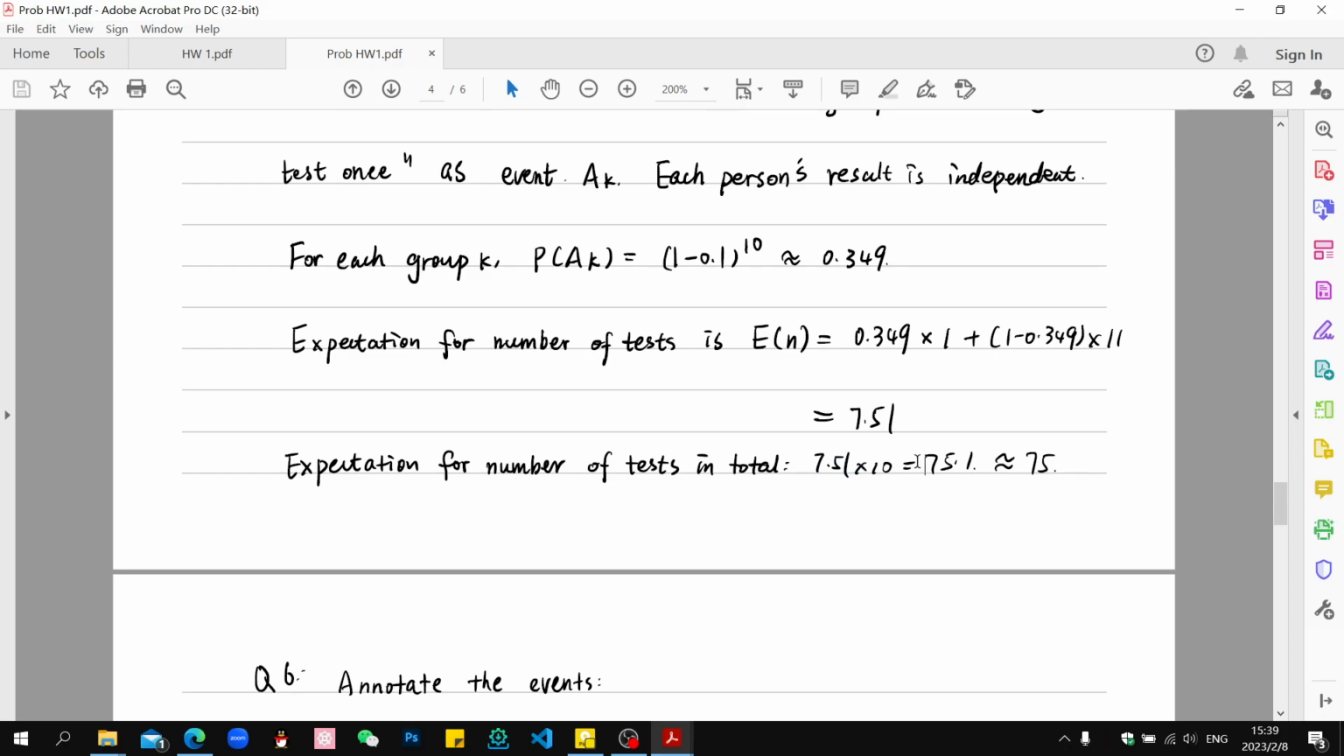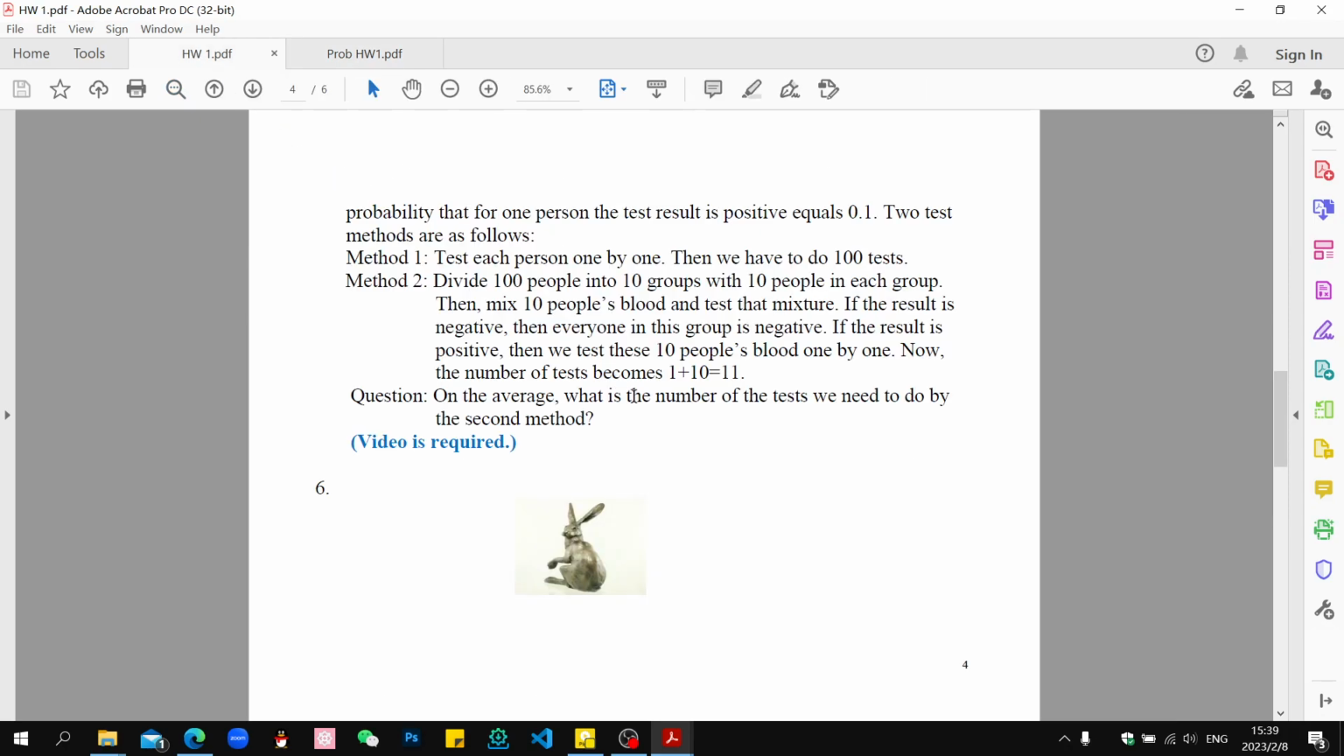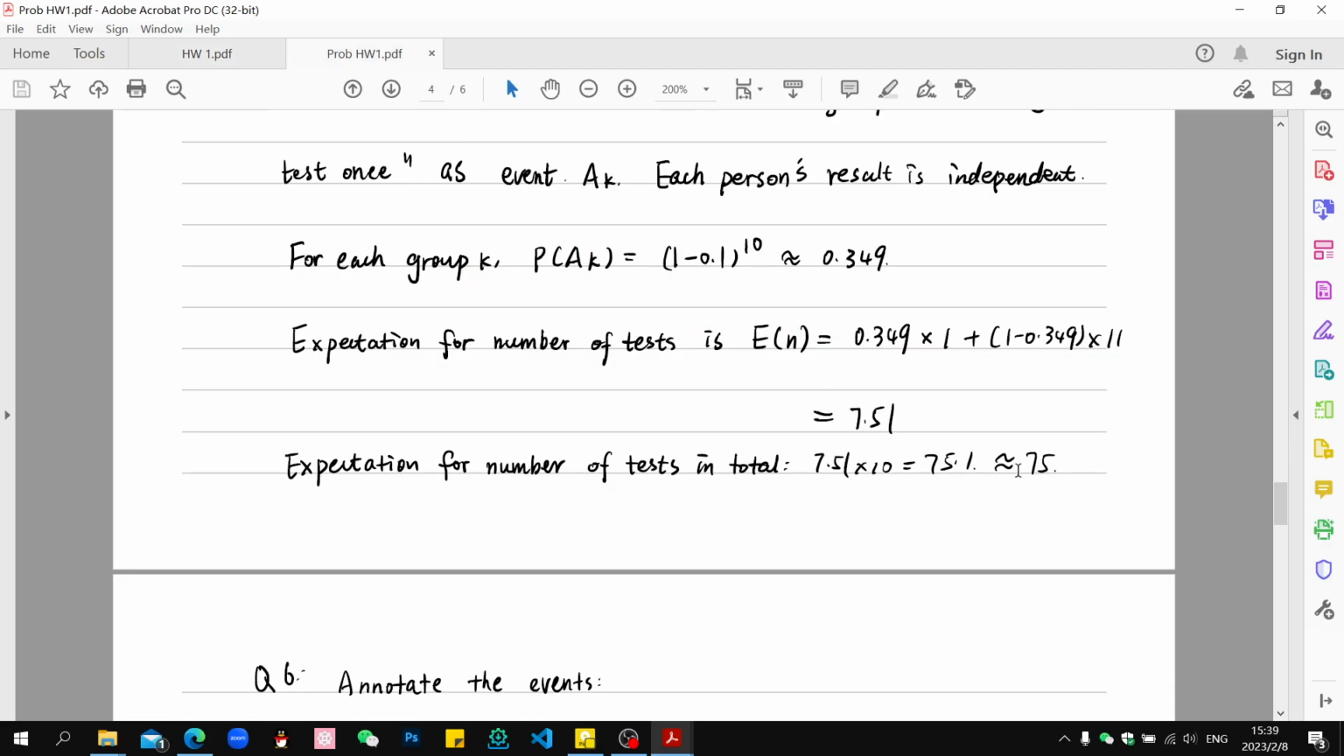That is 75.1. And roughly 75 tests in the overall condition. So on average, the number of tests we need to do by the second method is 75.